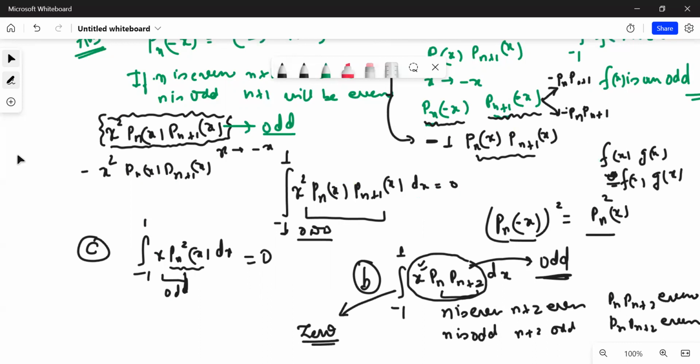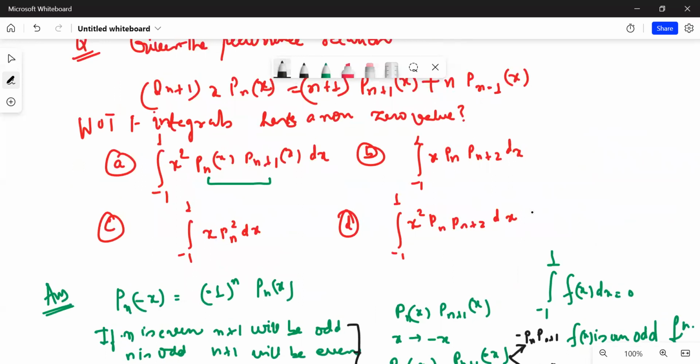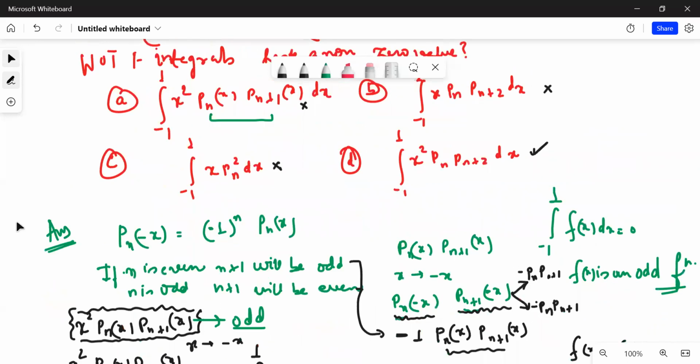So the question asks, which of the following integrals will have a non-zero value? One can write, this would be the right answer, because this will have a zero value, this will have a zero value, and this will also have a zero. So one of them can be this. Now one can ask why one gave you a recurrence relation in the exam? So if I want to go with the recurrence relation, I'll go by that also.